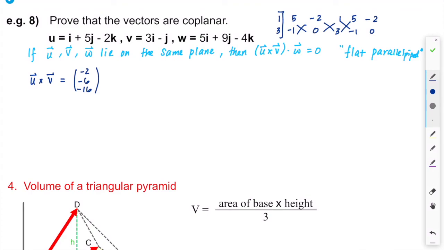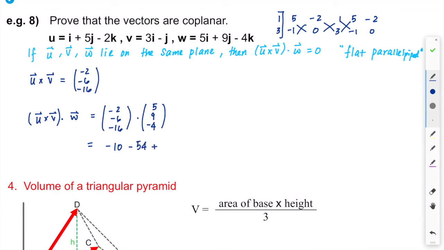And then we will use this to dot W. W is 5i 9j minus 4k. So -10 minus 54 and then plus 64. So minus 10 minus 54 plus 64, 0. Okay, so indeed, therefore, these 3 vectors, U, V, W, are coplanar.